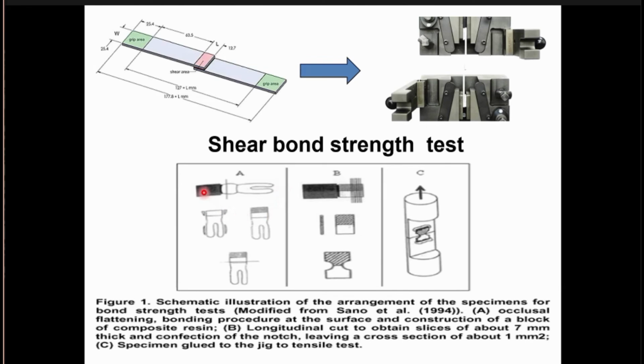Practically, we remove the crown and attach our material. And then we make a slice. And then we test this shaded material, and this is tooth structure, and here is a bond. So we test how much force is required to break this bond.